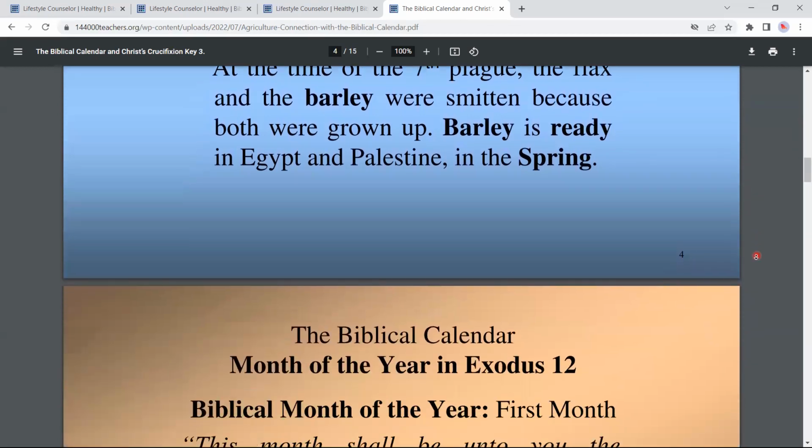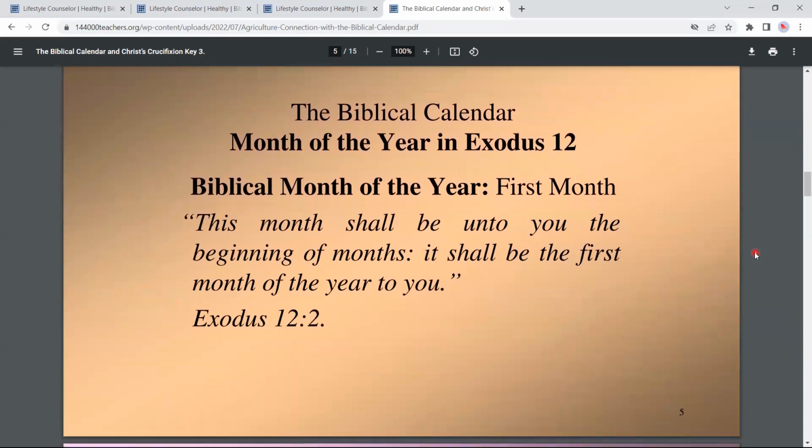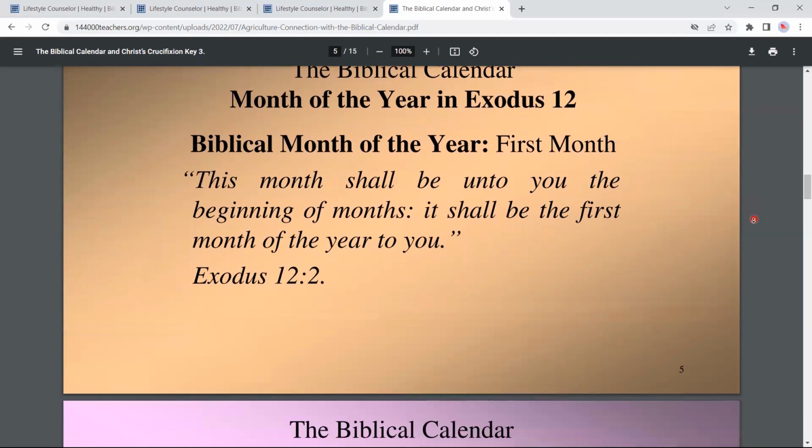The biblical calendar, the month of the year in Exodus chapter 12. The biblical month of the year, the first month. This month shall be unto you the beginning of months. It shall be the first month of the year to you. Taken from Exodus chapter 12, verse 2. And remember, in Hebrew, the word month also means the moon. So this moon shall be unto you the beginning of moons. It shall be the first moon of the year to you. This is how you could read it as well in Hebrew.